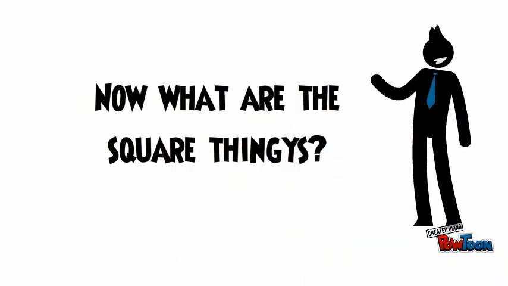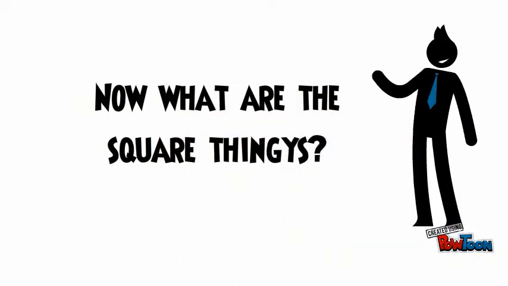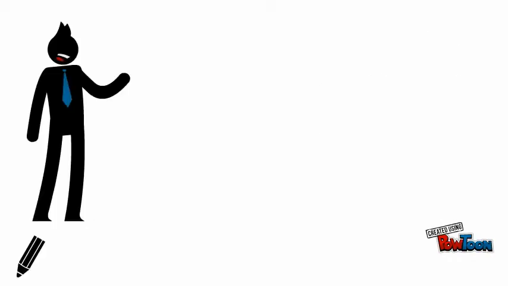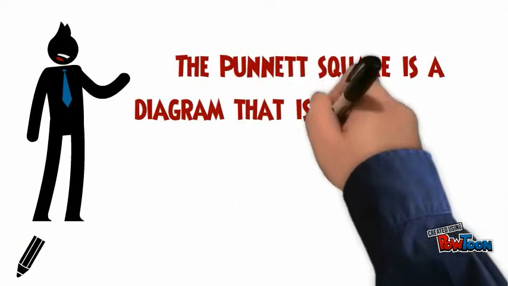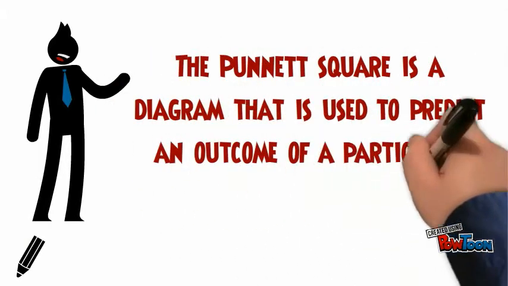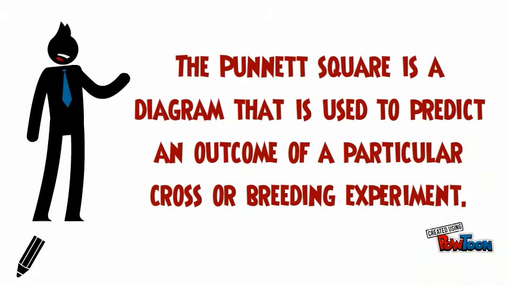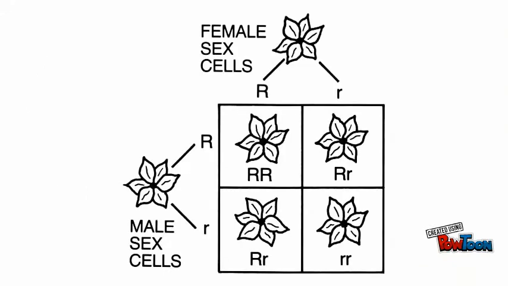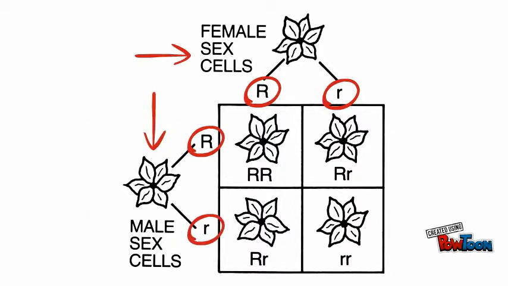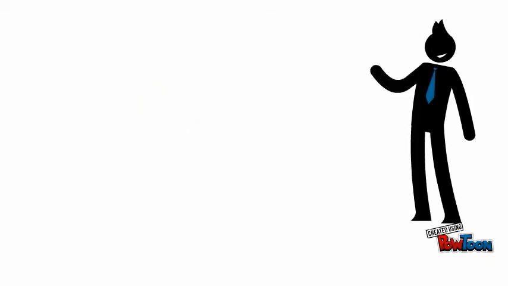Now what are those square thingies we keep seeing? Those square thingies are called Punnett squares. The Punnett square is a diagram that we use to predict the outcome of particular cross or breeding experiments. So here is a picture of a Punnett square. The female sex cells go across the top, the male across the side, and then we cross them. Capital R go in the first box, capital R, lowercase r in the bottom left-hand corner, and so on.